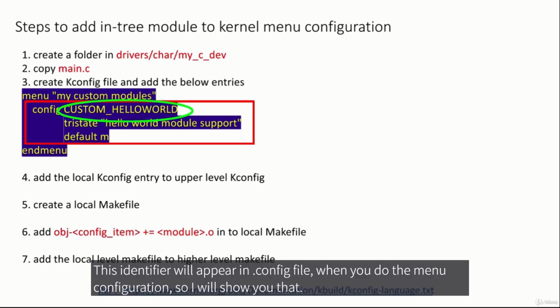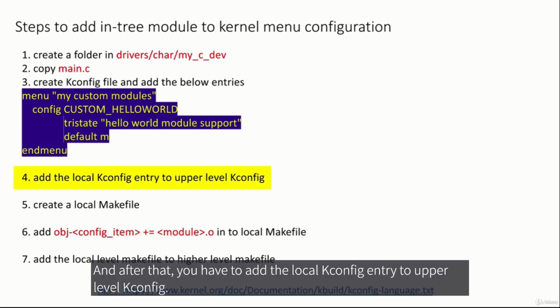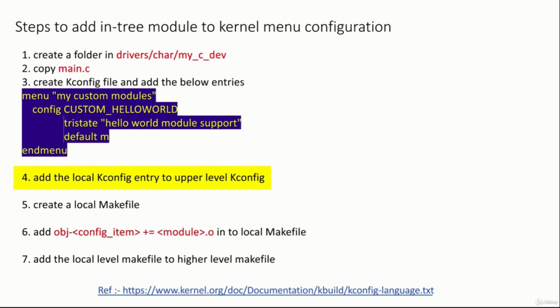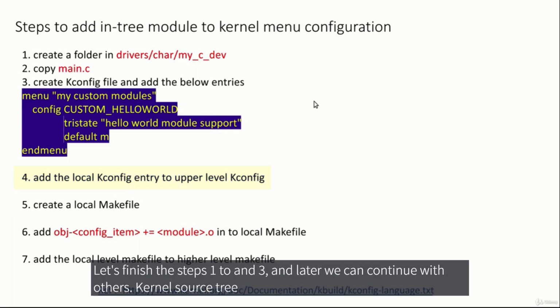This identifier will appear in .config file when you do the menu configuration. So I'll show you that. And after that, you have to add the local kconfig entry to upper level kconfig. Let's finish the steps 1, 2, and 3, and later we can continue with others.